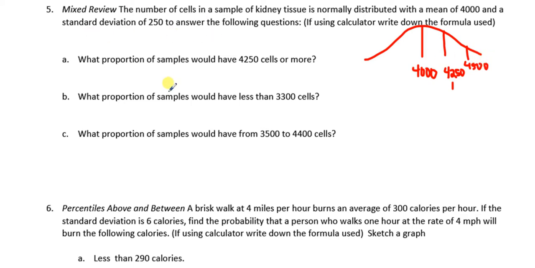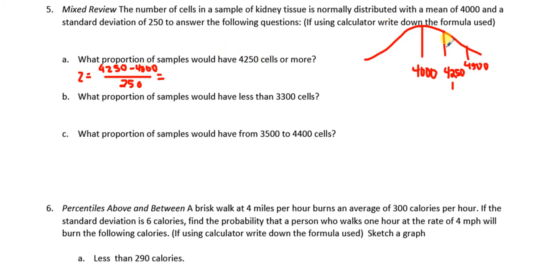So it doesn't say to use the 68-95, but you could on this one. So this would be z equals 4250 minus 4,000, if you didn't notice that, which is easy to not notice. Always subtract the mean, divide by the standard deviation, and we will use our z-table this time. Would have sample be 4250 or more.